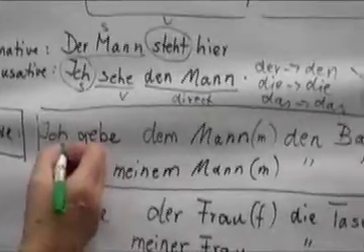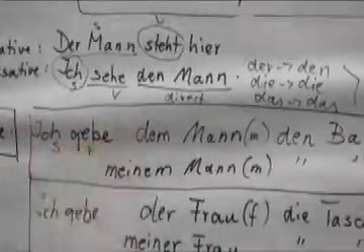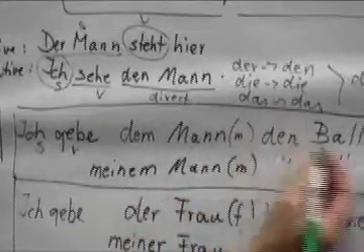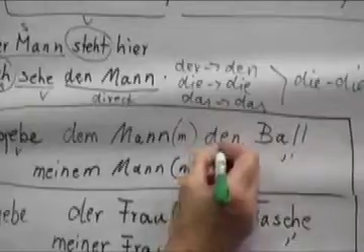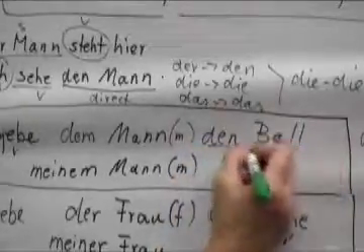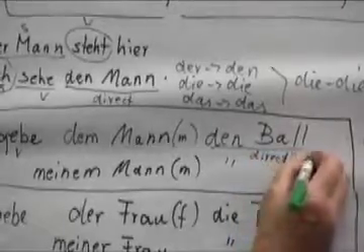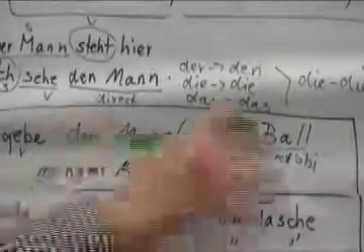Ich is our subject, right? Gebe is our verb. Now where's our direct object? What are we giving? Den Ball. So den Ball would be your direct object. That's our basic sentence. Okay. Now, so we have subject, verb, direct object.